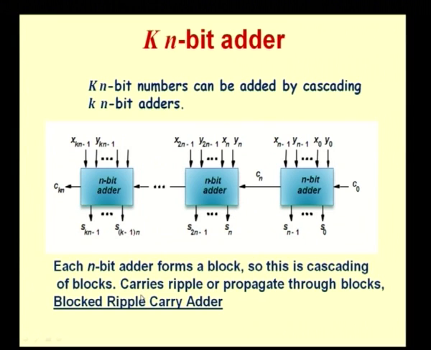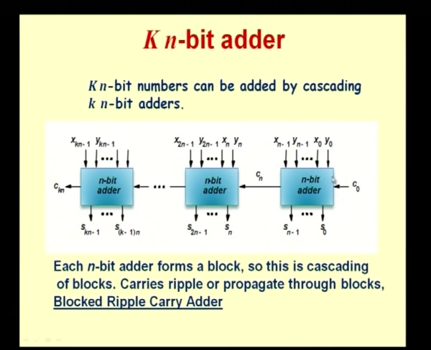Here what we are seeing is that the carries ripple or propagate through blocks. I should tell you why we call this a ripple carry adder. The reason is that the carry is influenced by the carry in coming in at the very first stage.